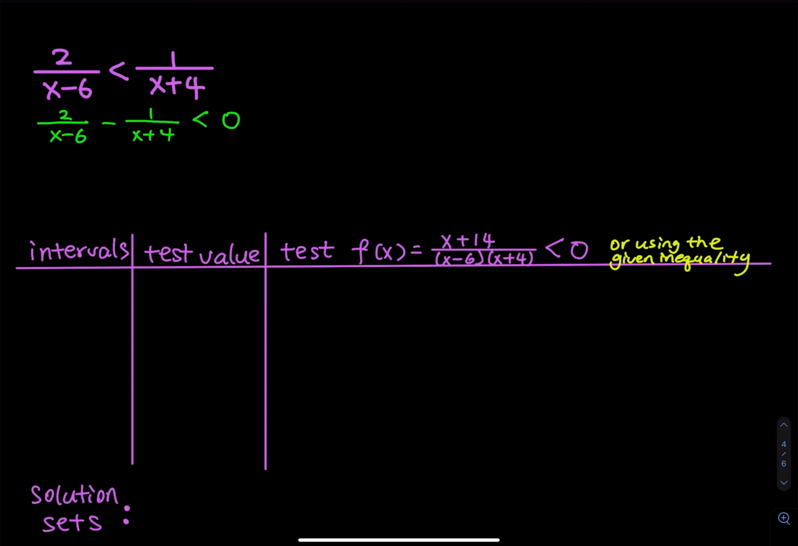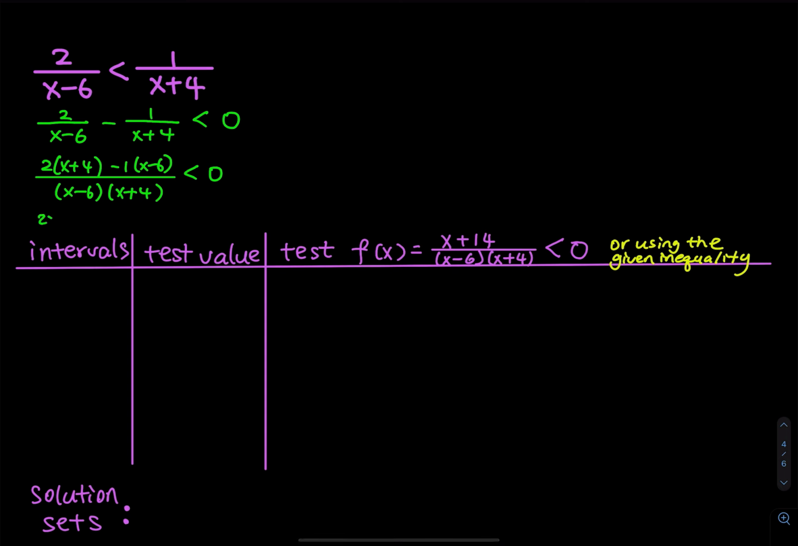And then let's get a common denominator. So the common denominator is x minus 6 times x minus 4, and then this is 2 times x minus 4 minus 1 times x minus 6, less than 0. And then you have 2x minus 8 minus x plus 6. So that is x, and negative 8 plus 6 is negative 2. So you have x minus 2 on top, and then that will be your function.